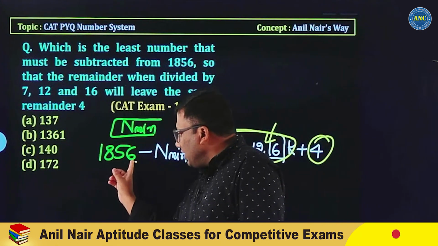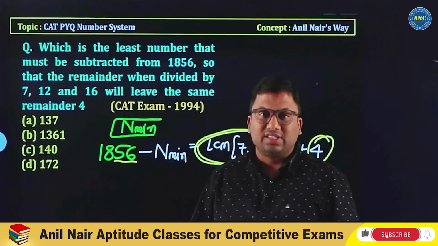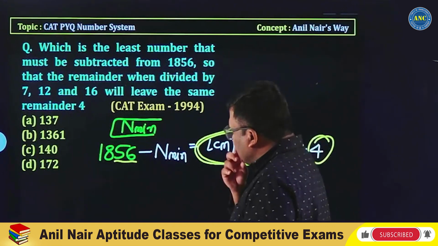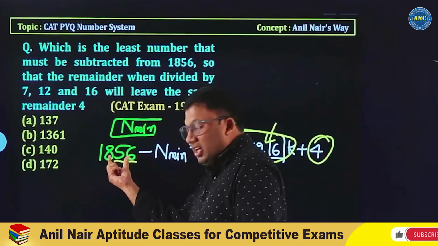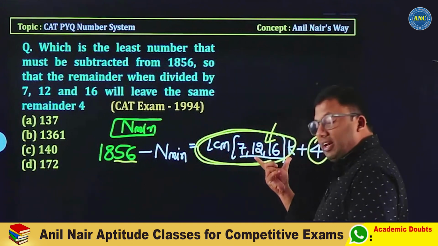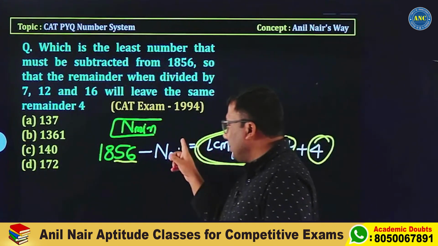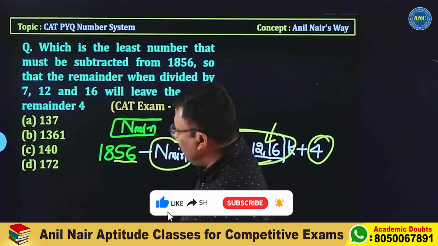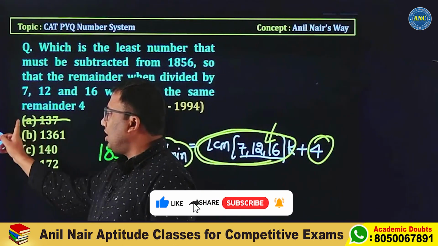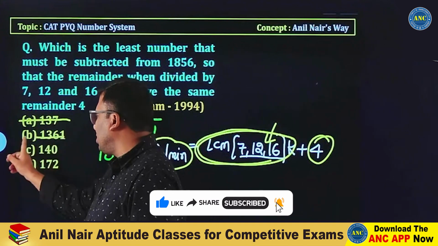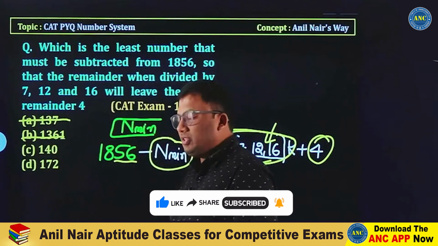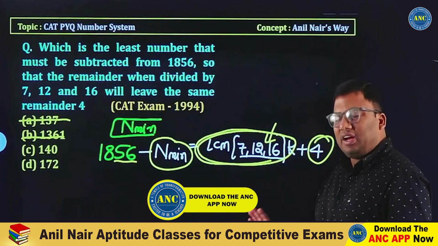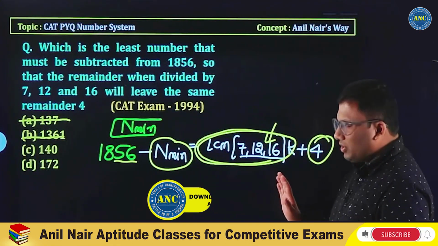Left hand side: the divisibility rule of 4 is that the last 2 digits should be divisible by 4. 56 is divisible by 4. The right hand side is divisible by 4. That means this should be divisible by 4. This option is not divisible by 4, so it is not the answer. I hope the idea is very much clear to you.